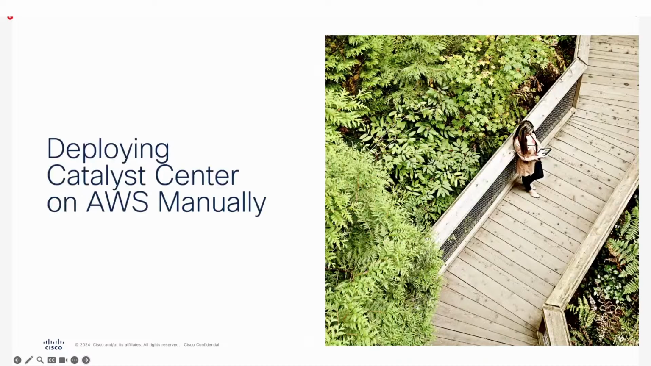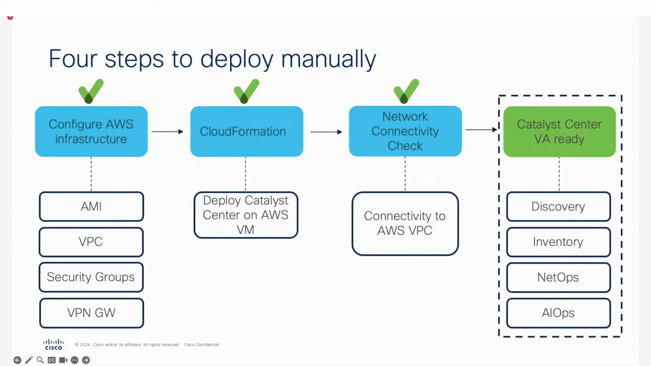And finally, we have the manual mode. As we mentioned, if you want to go manual, you will need to do all the prerequisites. You will need to have your existing VPC and subnets configured, and all the security groups configured as well, with the requirements that we have in our documentation.